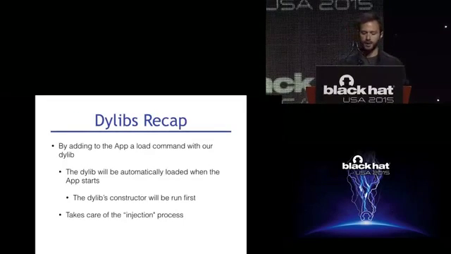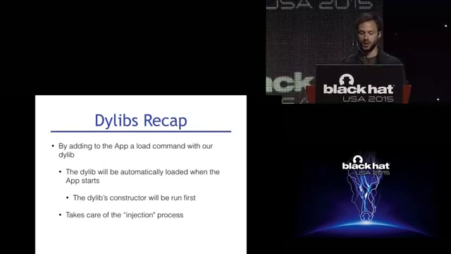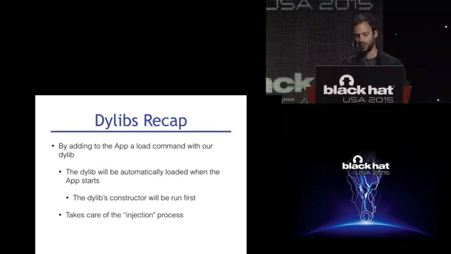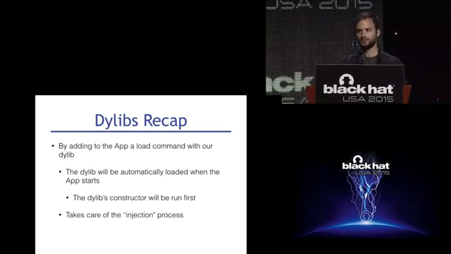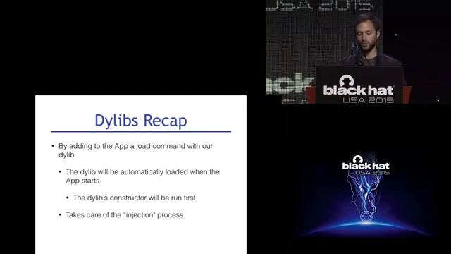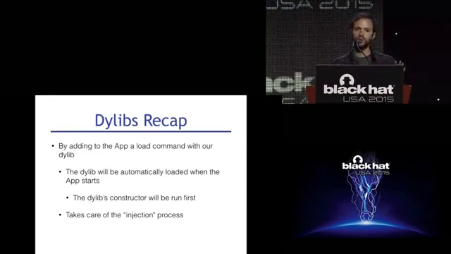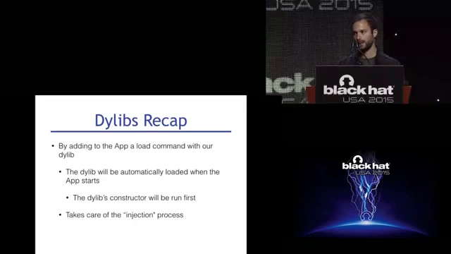So to make a quick recap, when we added this dependency to our project, we're creating this load command that will basically allow the dylib to get automatically loaded when the app starts. And then there's going to be the constructor that is going to get called right after that. And so basically, this whole thing takes care of the injection process of our library, which is different from what we were used to in a jailbroken environment. So now we can solve that with just the dependency mechanism.